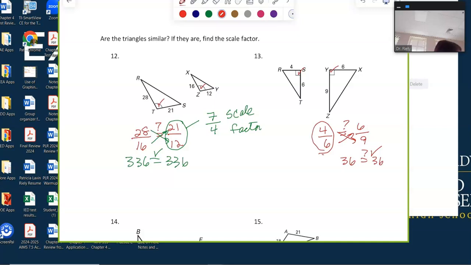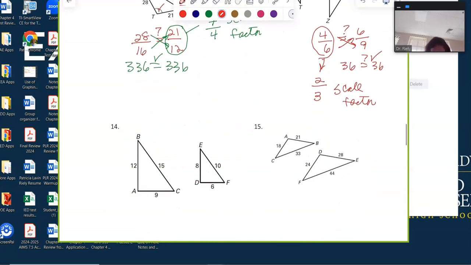Take one of these and make it into a scale factor by simplifying it. 2 goes into 4 2 times. 2 goes into 6 3 times. That is my scale factor. So I can go back and do similarity to both of those.